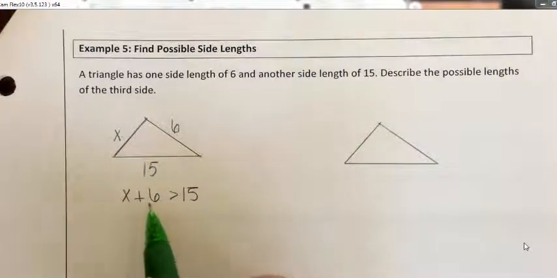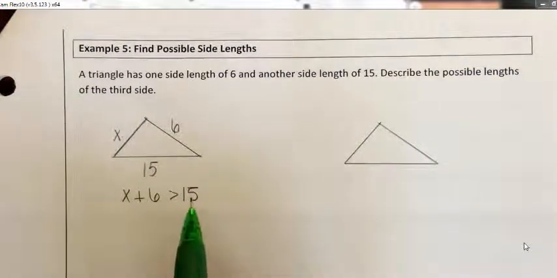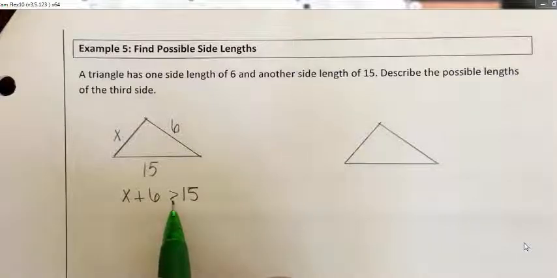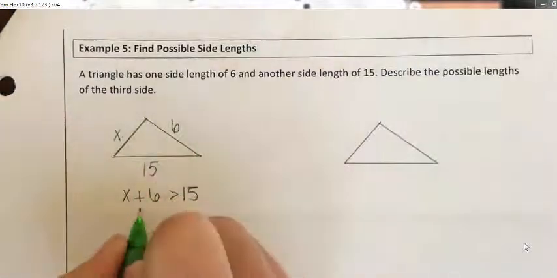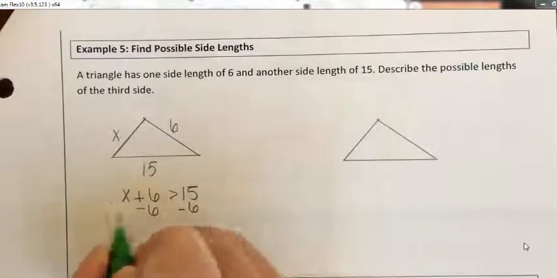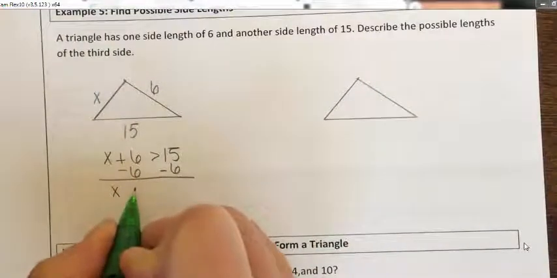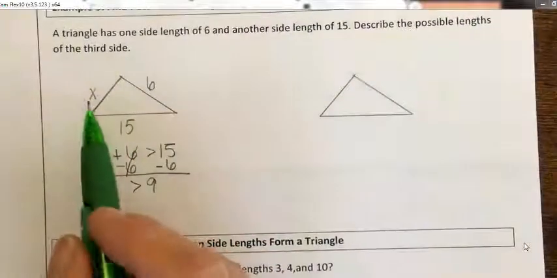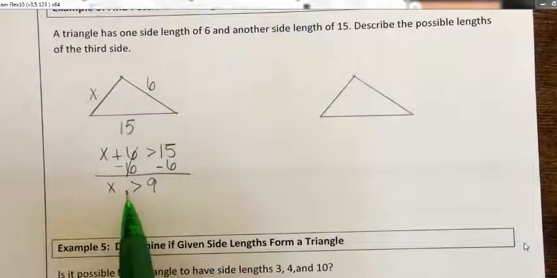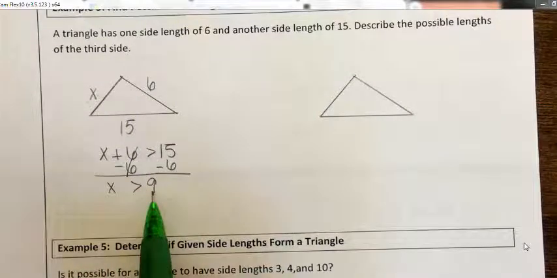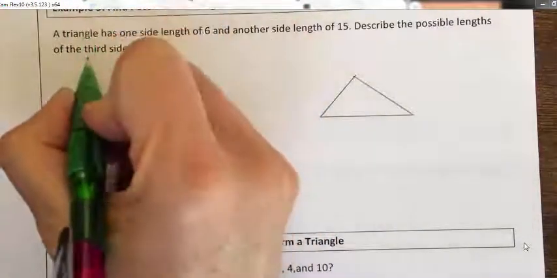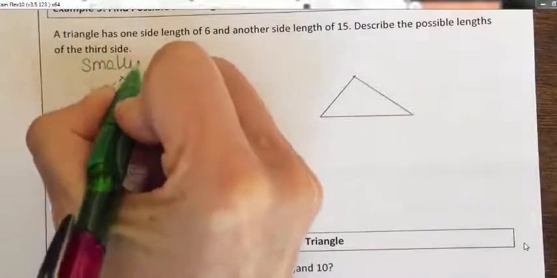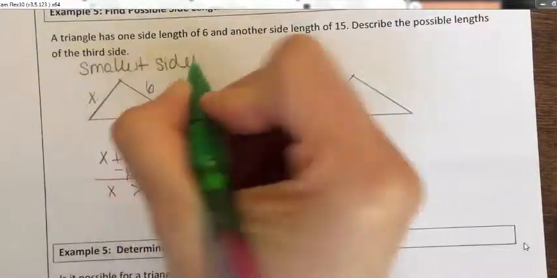If I solve this, and you solve these just like you do equations, right? You imagine that that inequality sign is just an equal sign. The only challenge is if you divide or multiply by a negative, you have to flip this sign. We're not going to do that though, so I'm not going to have any negatives here. So I just have x, let's see, the 6's go away, is greater than 9. So I know that my smallest side here can be any length greater than 9. Okay, so this is me finding my smallest possible side.